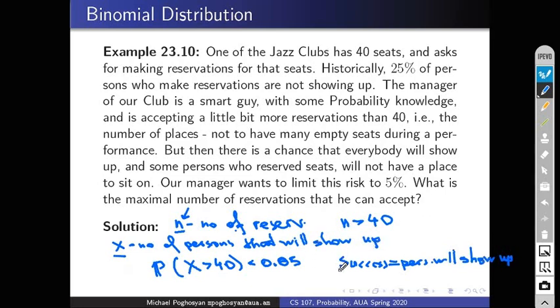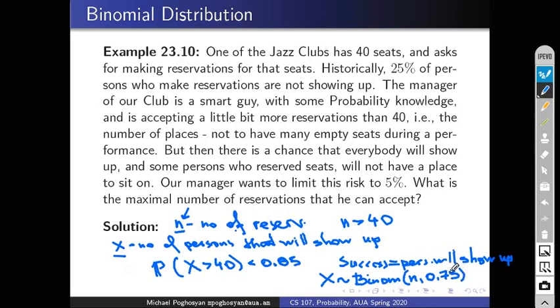Now we need to calculate the number of persons that will show up among the n reservers. That is given by X, and in this case, because we are doing n repetitions of a trial, one trial is one person, choosing one person who reserved the seat in that club. So we are doing a binomial experiment with n persons, and the probability of success, the probability of a person showing up, is 0.75.